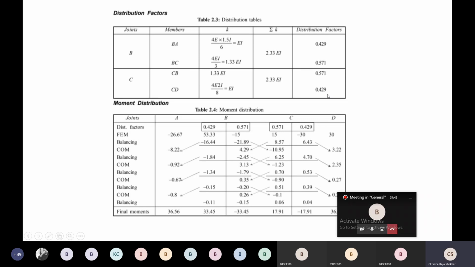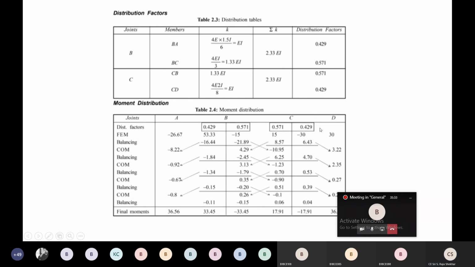So we have calculated the distribution factors, and now we need to calculate the final end moments. First, we draw supports A, B, C, D. After that, we write the distribution factors. At joint B, for BA the distribution factor is 0.429, and for BC it is 0.571. For CB the distribution factor is 0.571, and for CD it is 0.429.